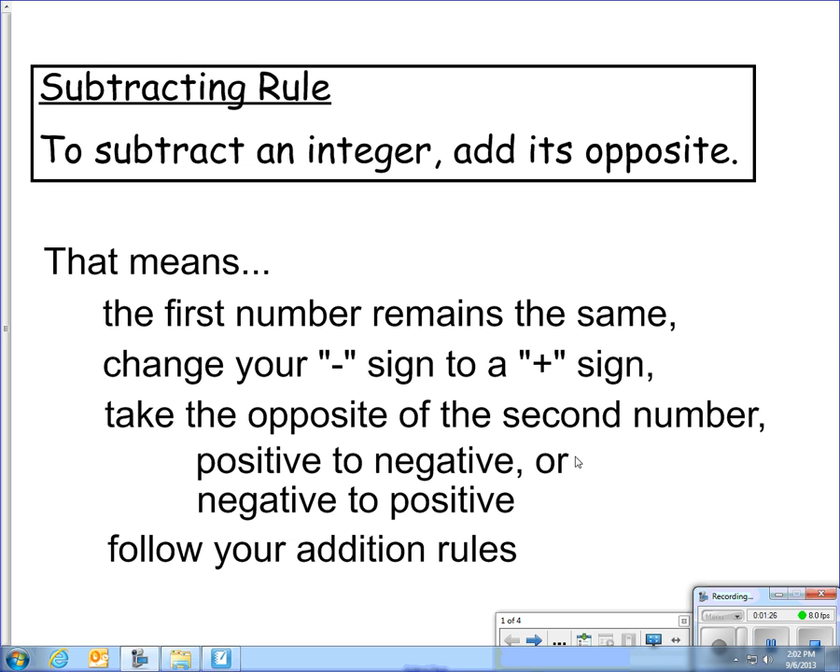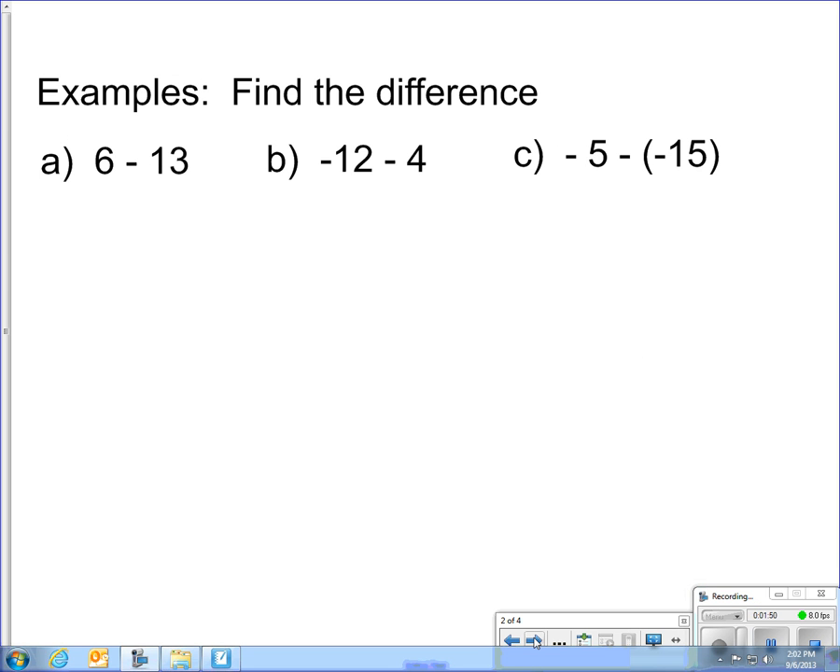Now that we've changed our minus to a plus sign, we now have an addition problem. We're going to follow our addition rules. Remember, when you add, same sign, add them together and put that sign in front. Different signs, subtract the two numbers, find the difference of them, and put the sign from the greater absolute value. Okay, I'm going to go to the next slide. So when you're ready, you can move forward. If you need to pause it, pause it.